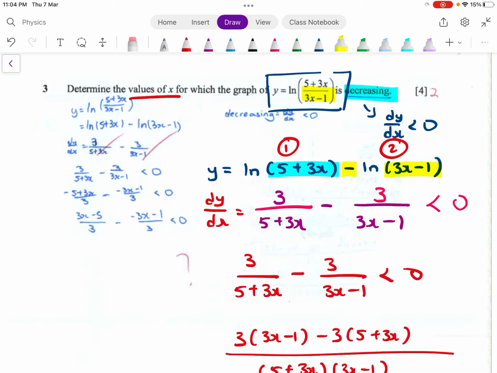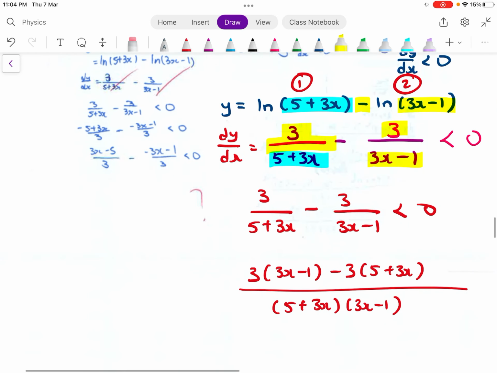So how do I differentiate? Very simple. First, you draw a line. Then whatever you see here, 5 plus 3x, you copy. The top part, you differentiate 5 plus 3x, you'll get 3. The next part will be 3x minus 1. Same thing, you copy right here. Then the top part, differentiate 3x minus 1. So you should get something like this.